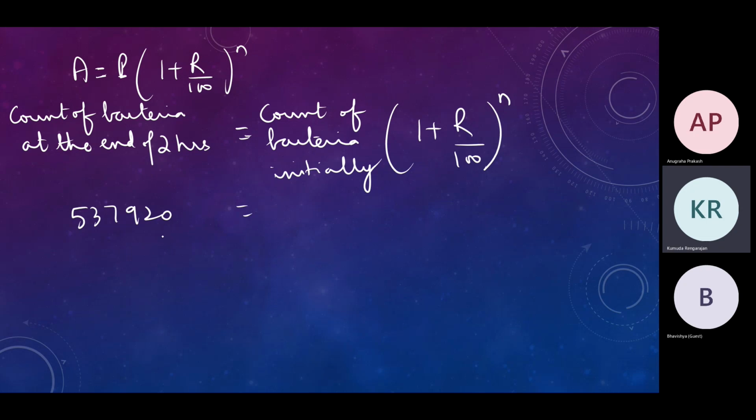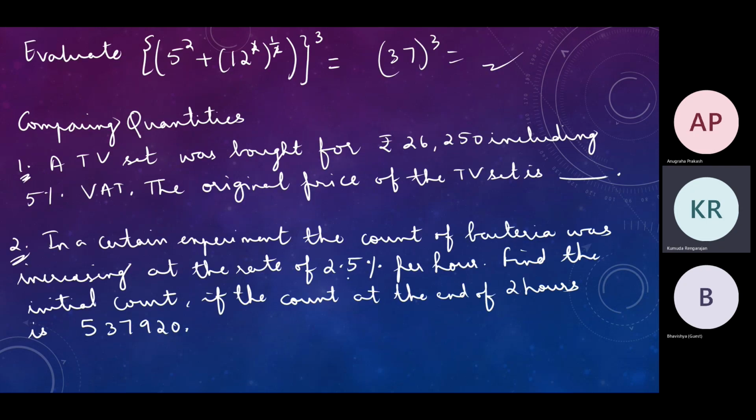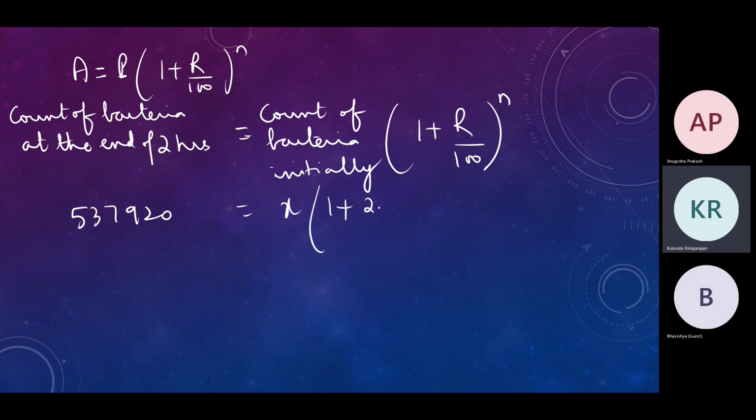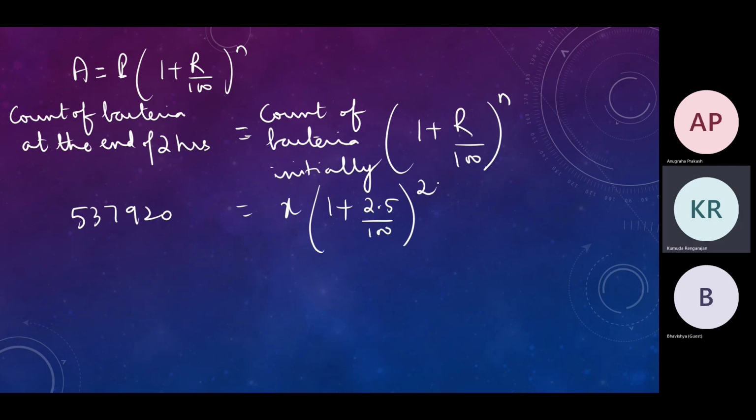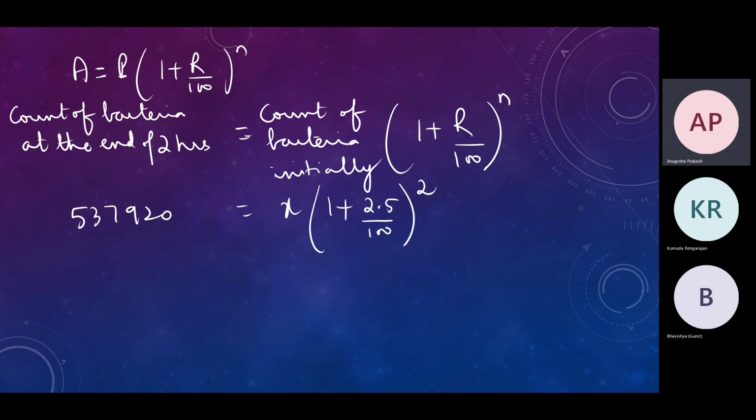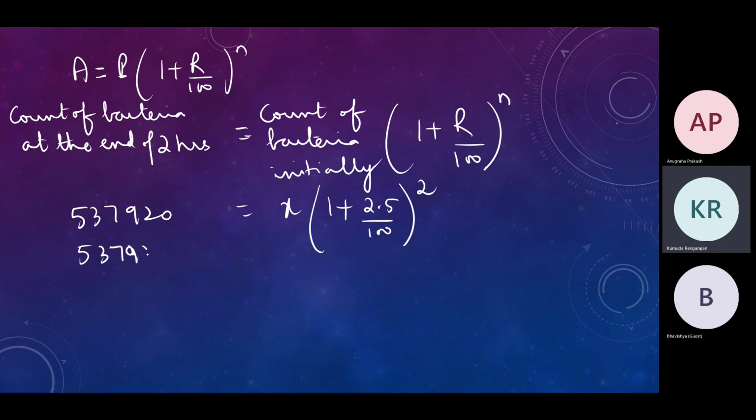So substitute there. The amount is equal to, initially we do not know, so we'll just call it X, into 1 plus R. The rate at which it's increasing is 2.5%, so 2.5 by 100, to the power... you need to find at the end of 2 hours. So time is 2 hours, so the power is 2 here. Am I clear, Anugraha? Yes, ma'am.